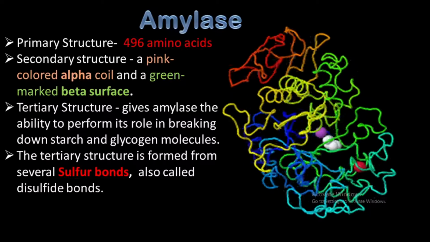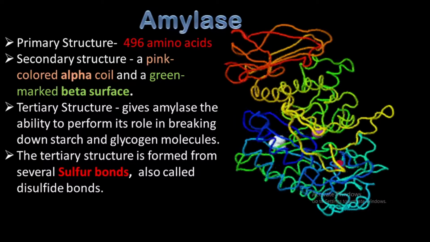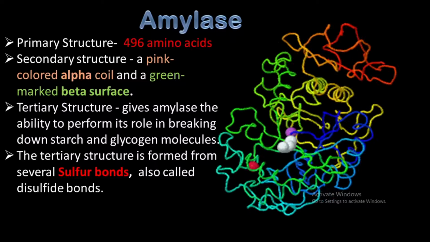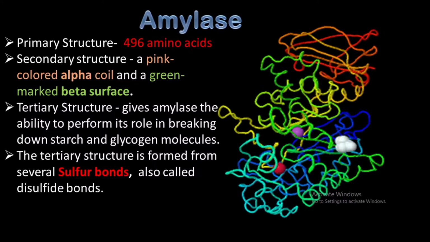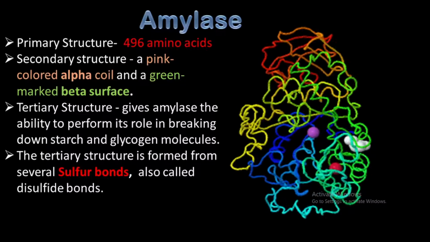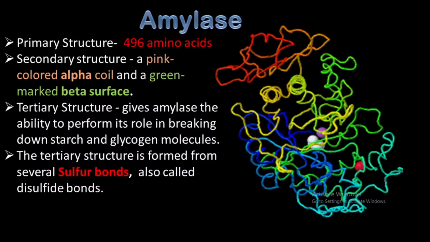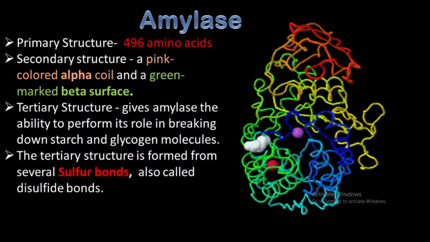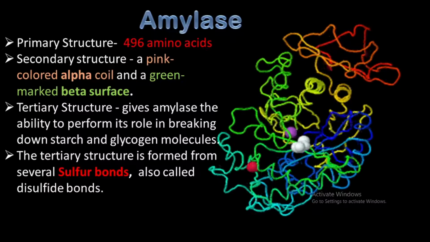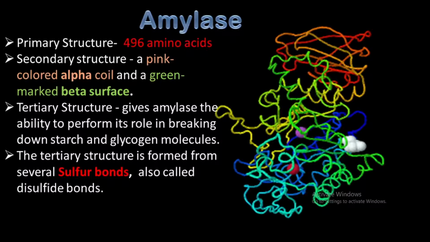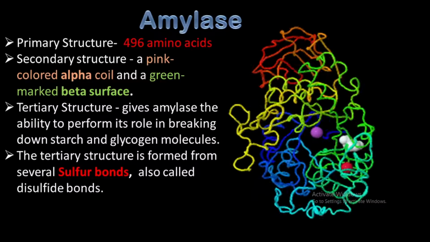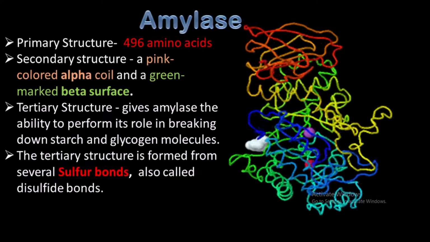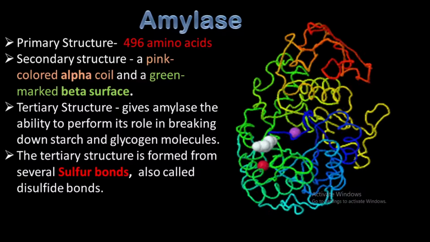Amylase has a primary structure of 496 amino acids, and in secondary structure it has alpha helices and beta sheets, represented here in pink and green respectively. The tertiary structure of amylase gives it the ability to perform its role in breaking down starch and glycogen molecules. The tertiary structure is formed by several sulfur bonds, also called disulfide bonds.